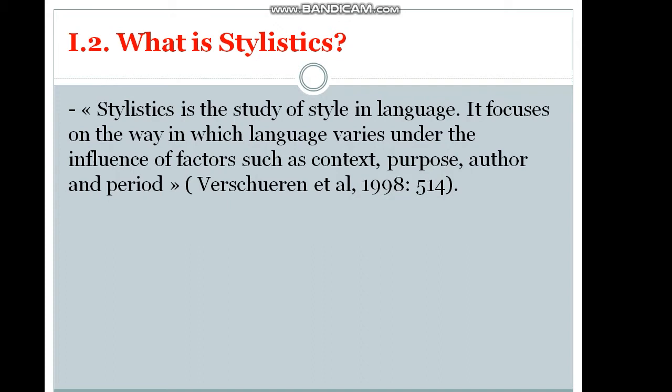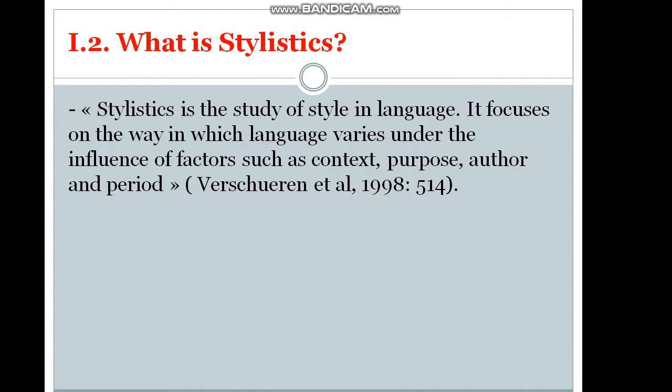The use of language changes according to the context, the purpose, the author, the participants, and the period of time. All these create an influence on the text, and as a result, we come up with a particular style of writing. This style is different from one context to another. The purpose affects the style. The author affects the style: the way this author writes is different from the way another author writes. Period of time also affects the style used in language.